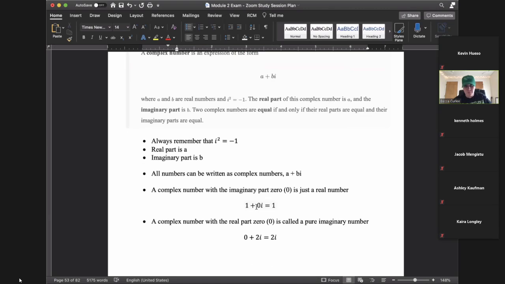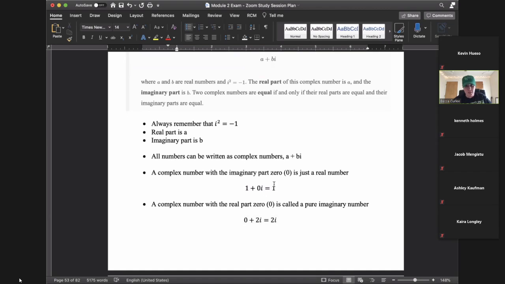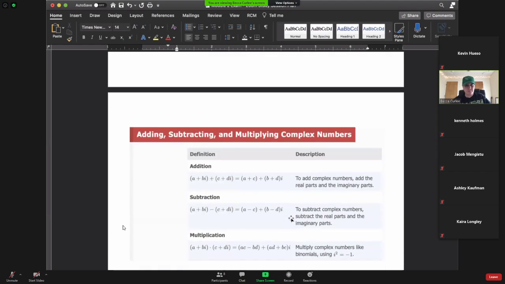So if we've got 1 plus 0i, that equals 1. And so we can write 1 as a complex number. A complex number with the real part 0 is called a pure imaginary number. So if we've got a real part 0 and an imaginary part 2, we've got 0 plus 2i, that just equals 2i, and 2i is a pure imaginary number.